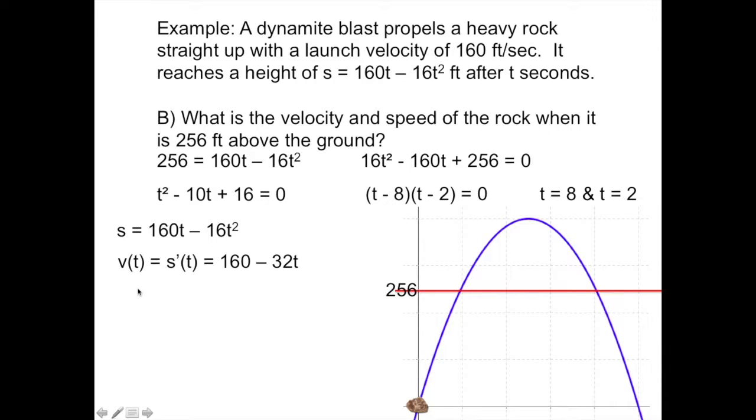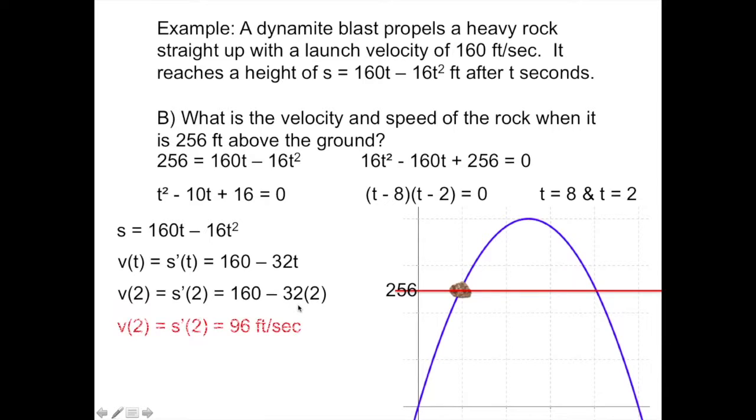So when my time is 2, which means the rock is right here, it's on its way up. The velocity then at 2 is 160 minus 32 times 2, which is 96 feet per second. And it's positive because the rock is going up. So the speed is also 96 feet per second because the absolute value of that would be the same value.